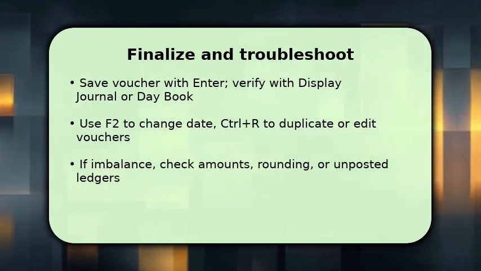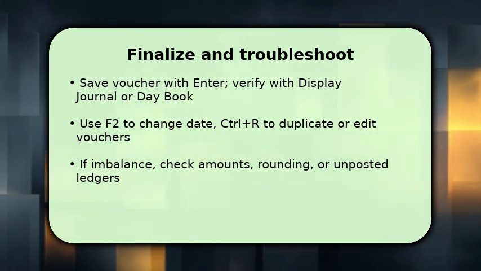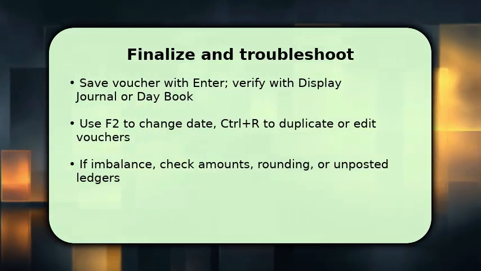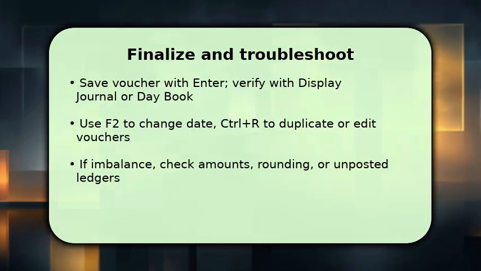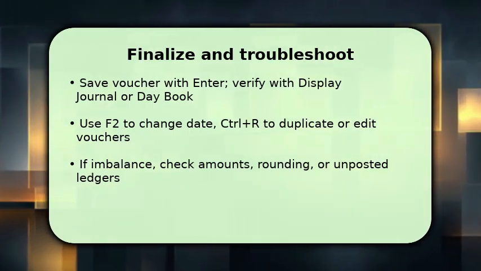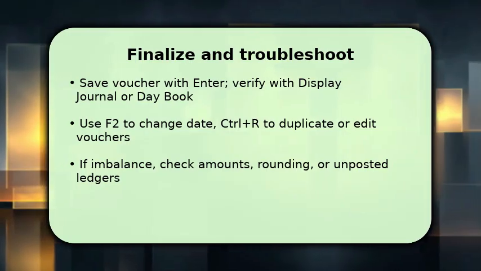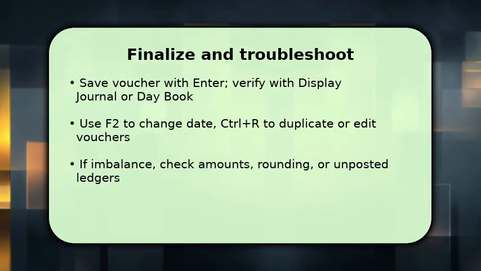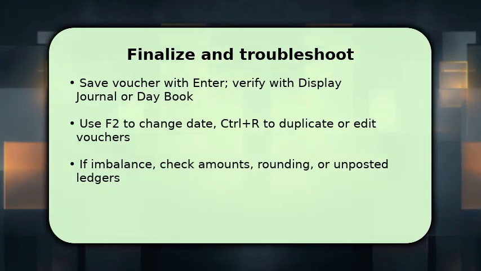If you need to adjust the date, press F2, or to edit, press Enter on the voucher in the Daybook and modify fields. If totals don't balance, confirm each amount, check for accidental credits or unposted ledgers, and look for rounding differences. Correcting the offending line fixes most issues. When stuck, undo the voucher and re-enter carefully.